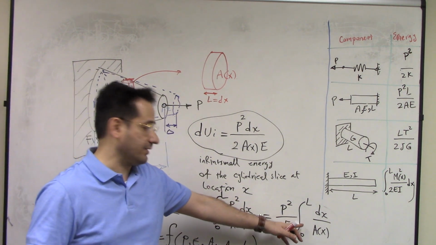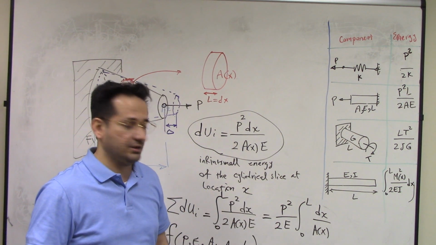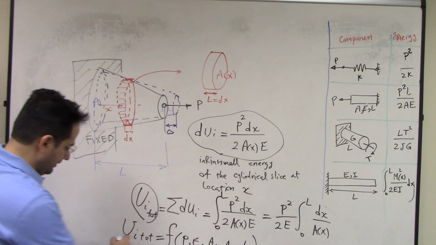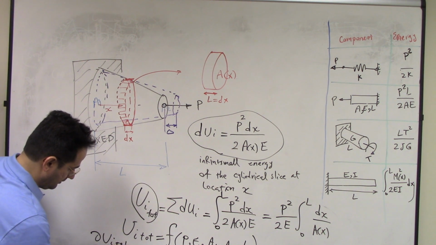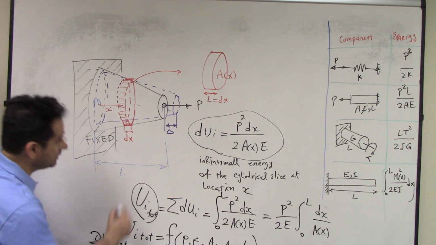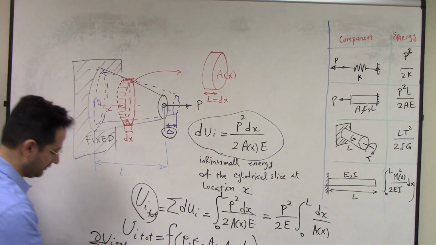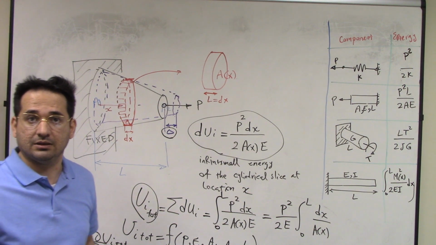Alright, you don't get x. X is just a variable of integration. All you get at the end is this. And then, if you take the derivative with respect to P, it gives you the displacement at this point, which is simply the derivative of this with respect to P. Now you should do this.